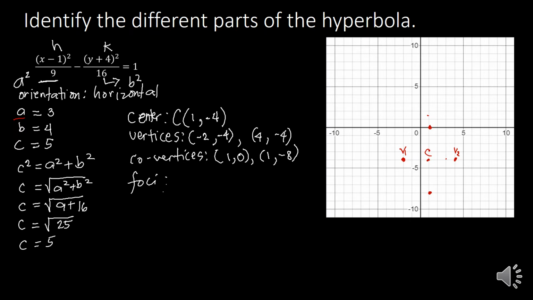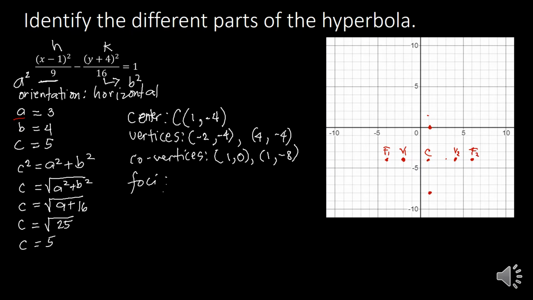So from the center again, we have to count. From the center, we will be counting 5 units to the left and right. So we have 1, 2, 3, 4, and 5. This is where our foci is. I'm naming that one as F1. And from the center again, we're going to count 5 units to the right. So we have 1, 2, 3, 4, and then 5. This is where our foci 2 is located.